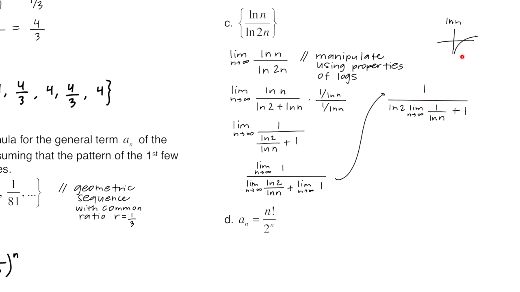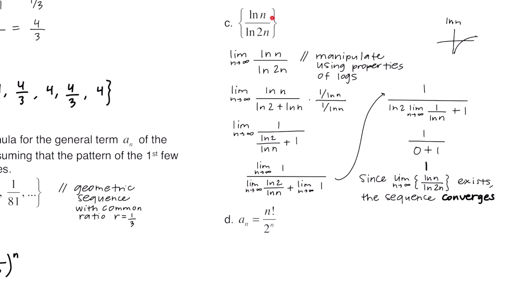So here's your graph for the natural log. As n gets larger and larger, the height of the graph is just going to grow without bound. So since it's 1 over the natural log of n, as n gets larger, this fraction is going to go to 0. So we end up getting 1. So since the limit of this sequence exists, we got 1, we say that the sequence converges.